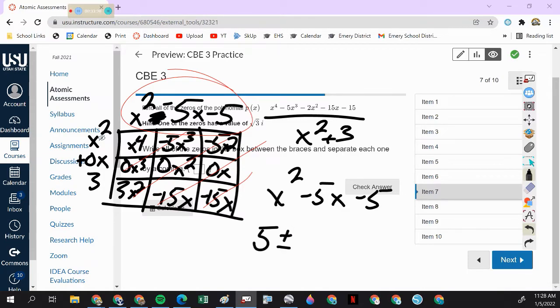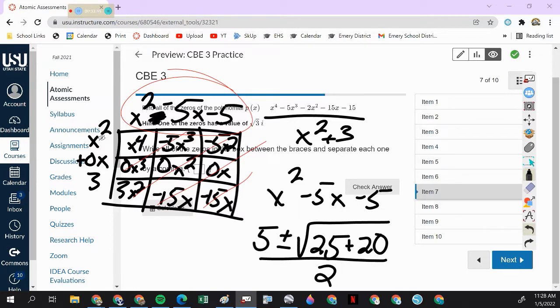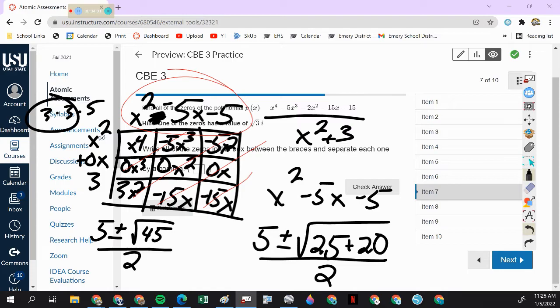So 5 plus or minus the square root of 25 minus 4 times negative 5 is negative 20 times 1. So plus 20 over 2. So 5 plus or minus the square root of 45 over 2. And 45 is 3 times 3 times 5. So we can pull out a 3. 5 plus or minus 3 root 5 over 2.